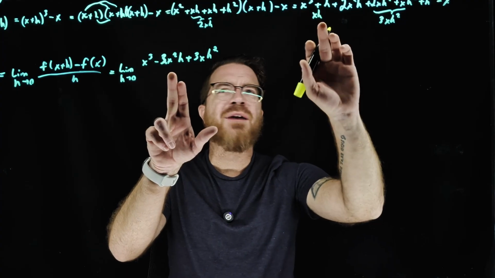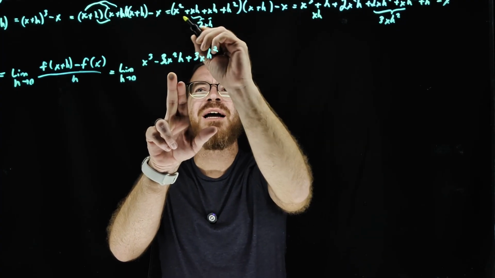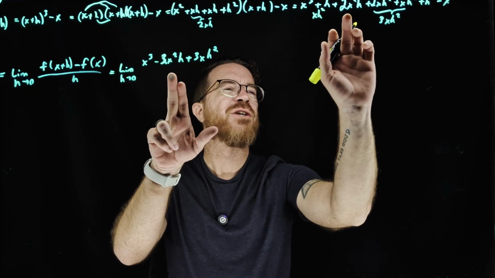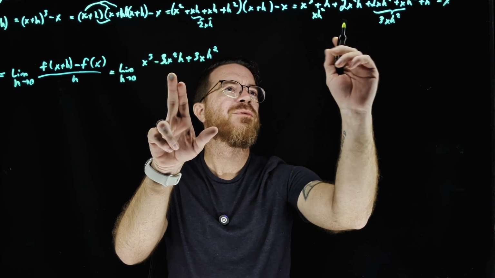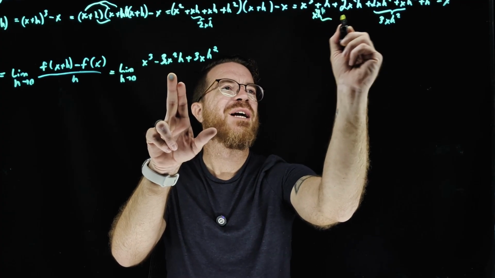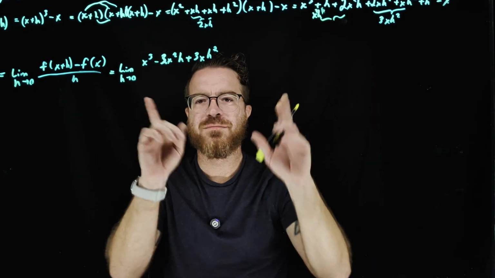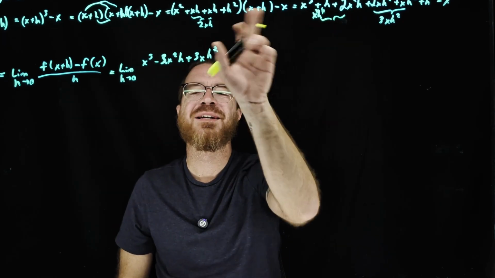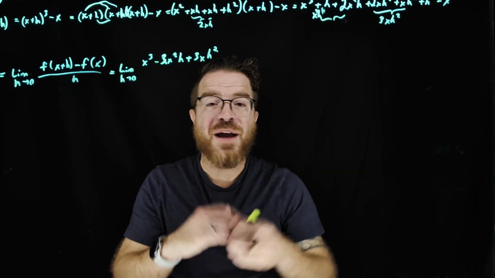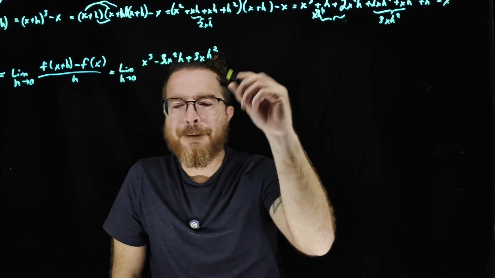I forgot to write down a term. When I was distributing this, I had the x squared times h. I forgot to put the x squared h. So this actually would go to 3x squared h also. I missed that when I was doing my distribution. It's a little bit easier when you're writing this on paper than on the board. But okay, so we'll continue on though.